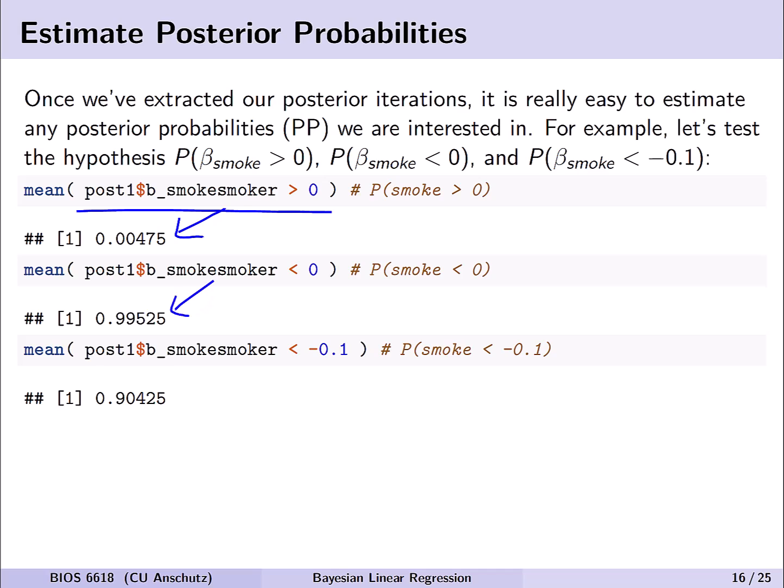Likewise, 1 minus that will get us the probability that smoking is less than 0, which is most of the time, 99.5%. Or if we were interested in saying, well, maybe smoking reduces it by at least 0.1, what's the probability of that? Well, then we still see here at the bottom value that we have a 90.425% probability that smoking is less than -0.1. In other words, it's more likely to be larger than a decrease of 0.1 relative to non-smokers. But again, this is really easy to estimate for any beta coefficient or probability.